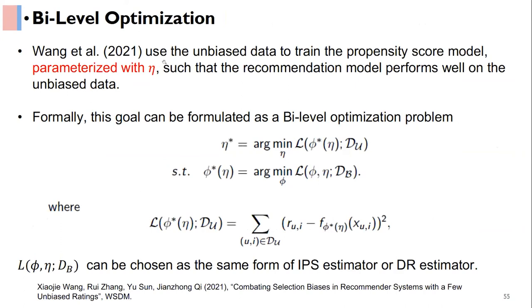Wang et al. used the unbiased data to learn the propensity model, such that the recommendation model performs well on the unbiased data. Formally, this goal can be formulated as a bi-level optimization problem, where eta is the parameter of the propensity model, and phi is the parameter of the recommendation model. We train eta with the unbiased data, and we train the parameter phi using the biased data set, with a loss function such as the previous inverse propensity weighted biased loss function.